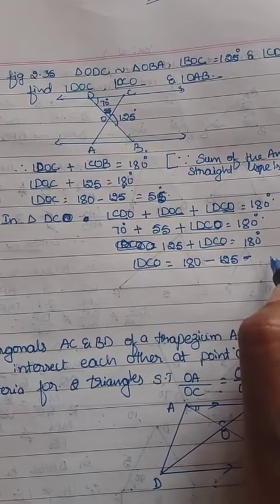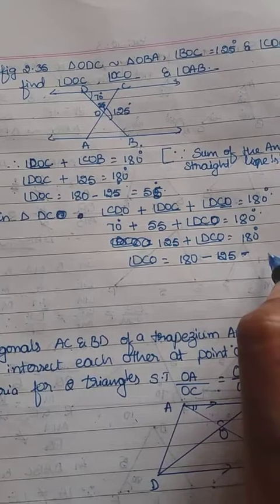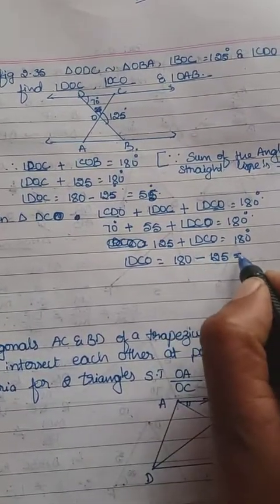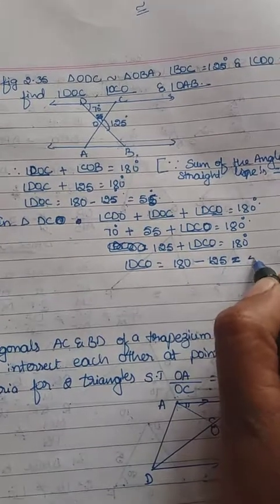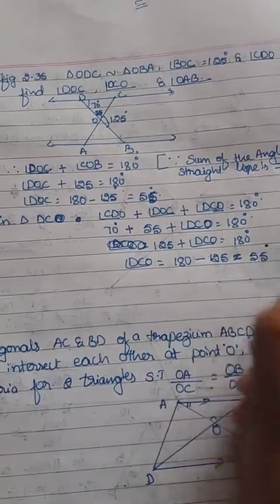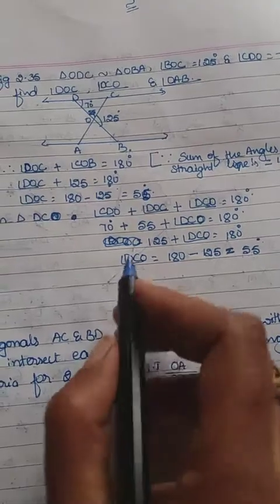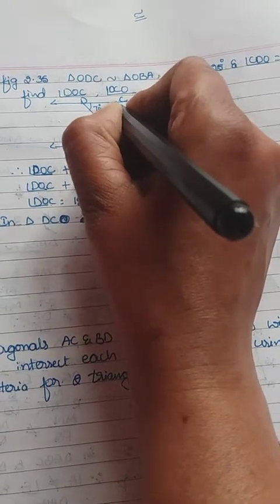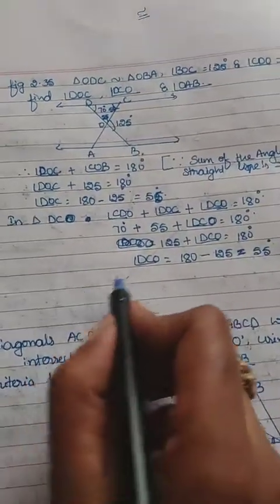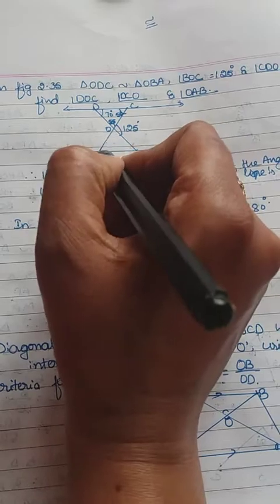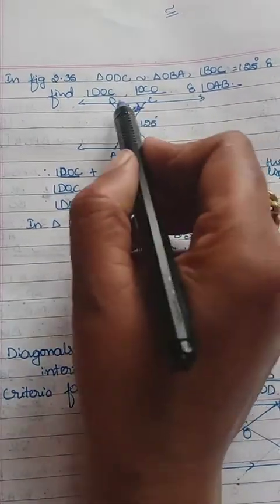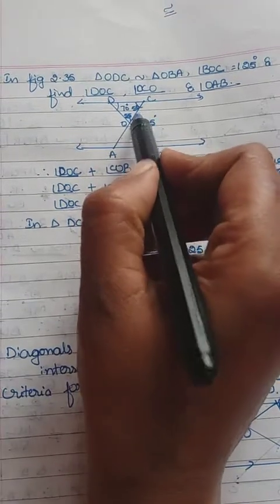180 minus 125 is 55 degree. Yes, 180 minus 125 is 55 only. So we got angle DCO is 55 degree. I think you can understand that. Now OAB.